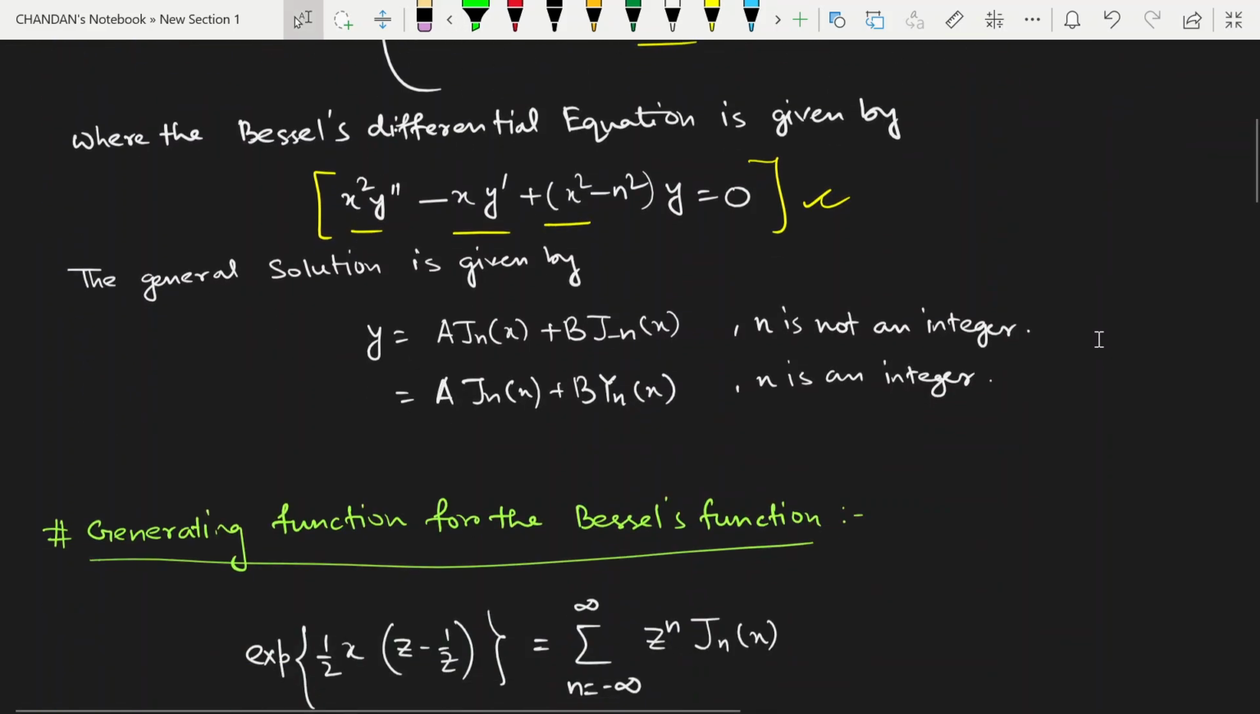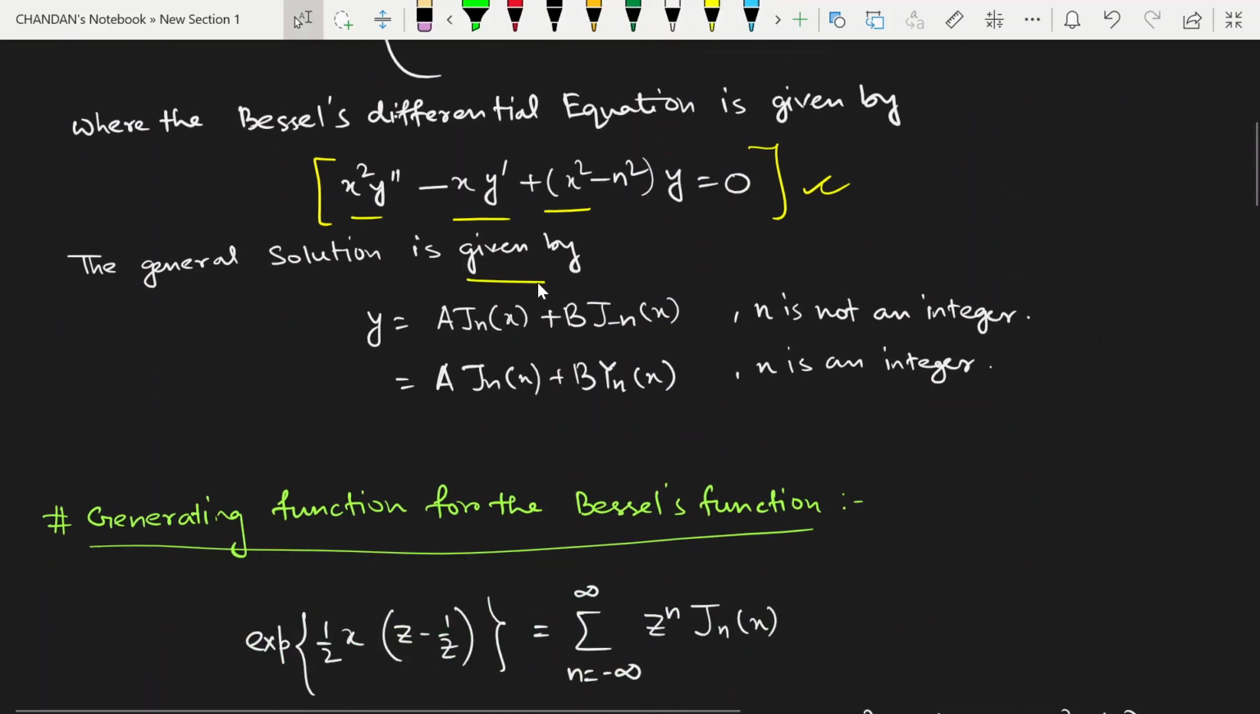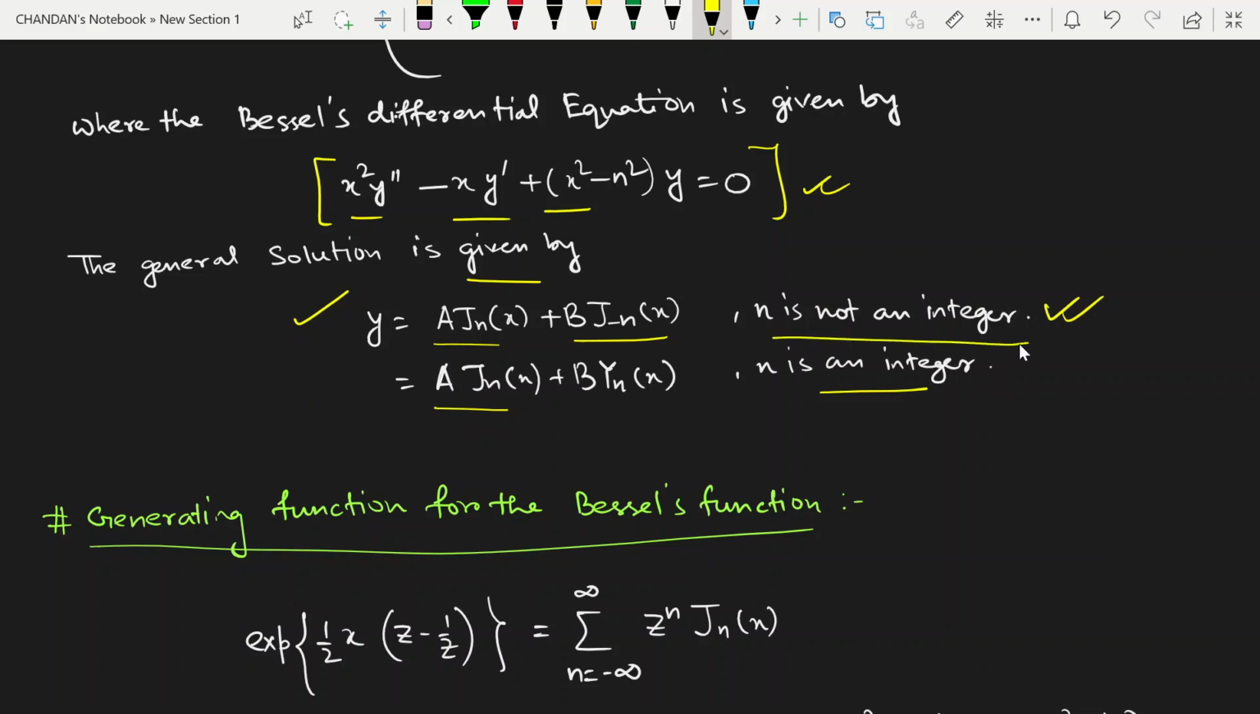Now the general solution of the Bessel differential equation is y equal to A J n x plus B J minus n x, where A and B are arbitrary constants. This is in the form of first kind. In the form of second kind, we write y equal to A J n x plus B into Y n x. Where n is not an integer, we write the Bessel functions of first kind, and if n is an integer, then we introduce the Bessel functions of second kind.